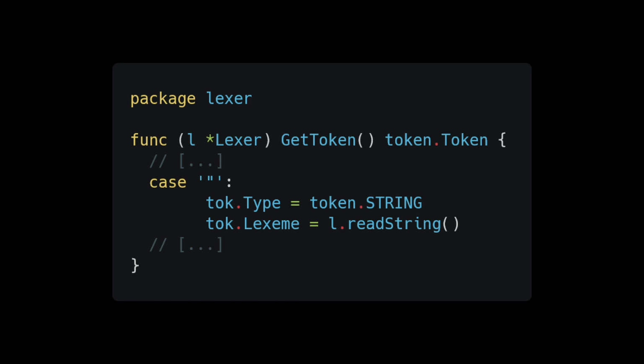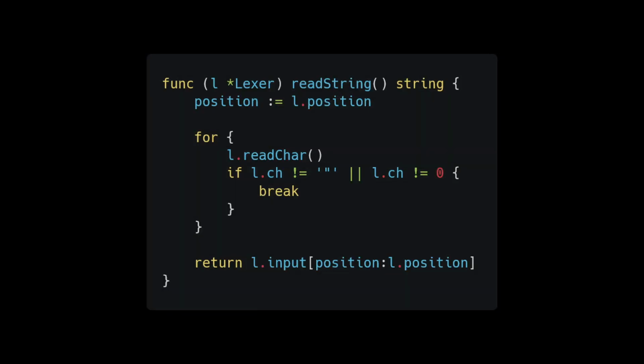The readStringHelper method that you see here is pretty easy. In this method, we mark the position we start at and we progress until we reach the closing quotation mark or reach 0. Then we just return the slice of the input that corresponds to our start and end position. And that takes care of the modifications that we need to make to the lexer. Next up is to adjust our parser.